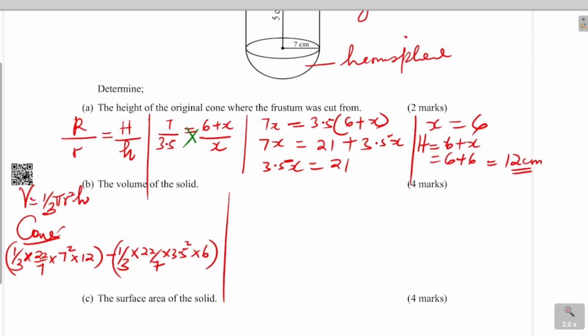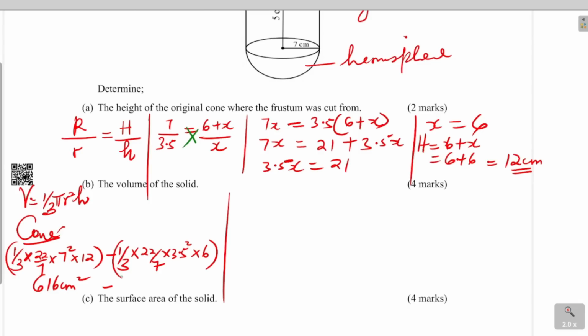So use a calculator to work out these. The volume of the bigger cone, subtract the volume of the smaller cone. So the whole of these are a third times 22/7 times 7 squared times 12. These will give 616 centimeters cubed. And then a third times 22/7 times 3.5 squared times 6.